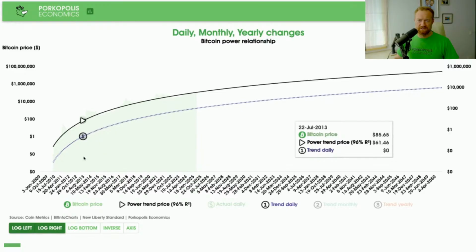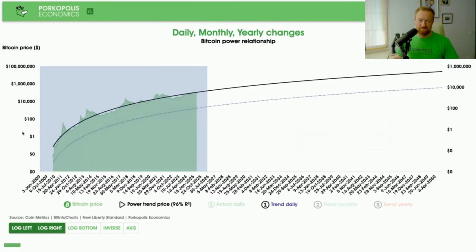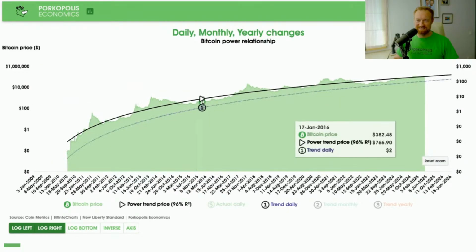Let's zoom in from here, because we'll go out to 2050 later. So we go out here, 2016, 2017. What about during the 2017 boom? The power trend was only changing $5 a day, only. The trend itself was $3,000, and obviously we're way over trend at this point. I think December 16th was when we hit, I can't see it on my frequency, 20,000, right around mid-December 2017.